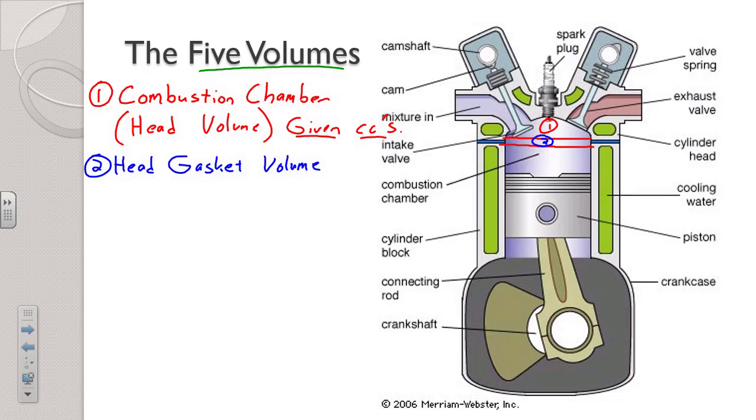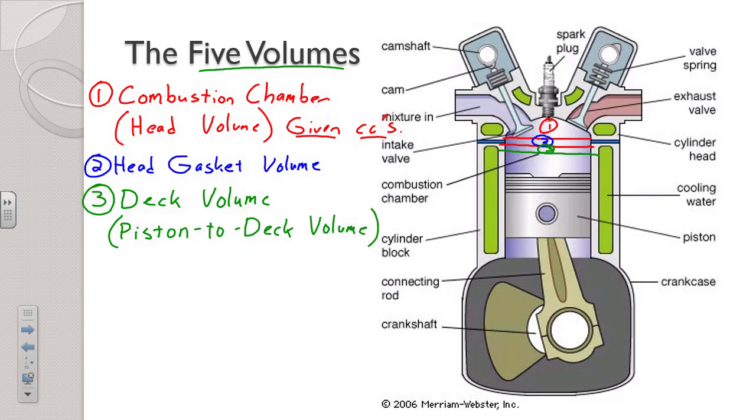Now the third volume is hard to see on this picture, but the piston doesn't actually go all the way to the top of the block. And there's a few reasons for that. One of them, the main one, is so that if the block needs to be machined, the piston doesn't stick out. But there's a third volume right below the head gasket, and that's called our deck volume. Sometimes you'll see that called your piston to deck volume. And that's another one that we can compute.